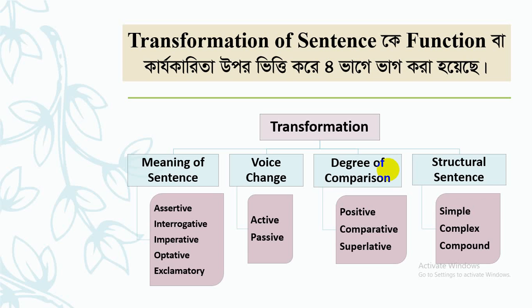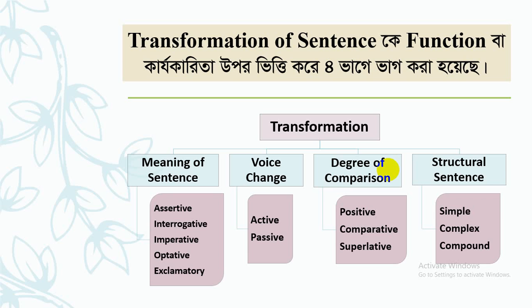Let's come to the second one, that is voice change. Here there are two kinds, active and passive. If we go from active to passive and passive to active, these are called voice change in transformation. Let's come to the third, degree of comparison. You know there are three kinds: positive, comparative, and superlative. If you go from positive to comparative, positive to superlative, comparative to superlative, or superlative to comparative, and vice versa, these are called degree of comparison in transformation.